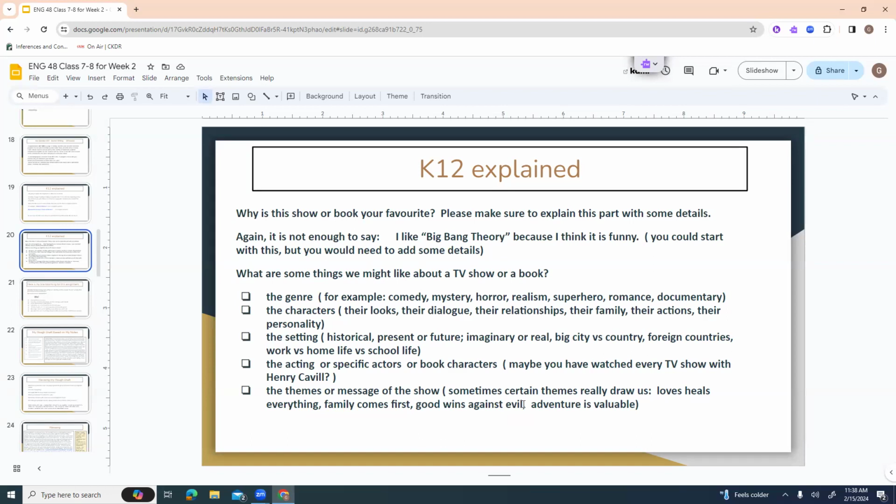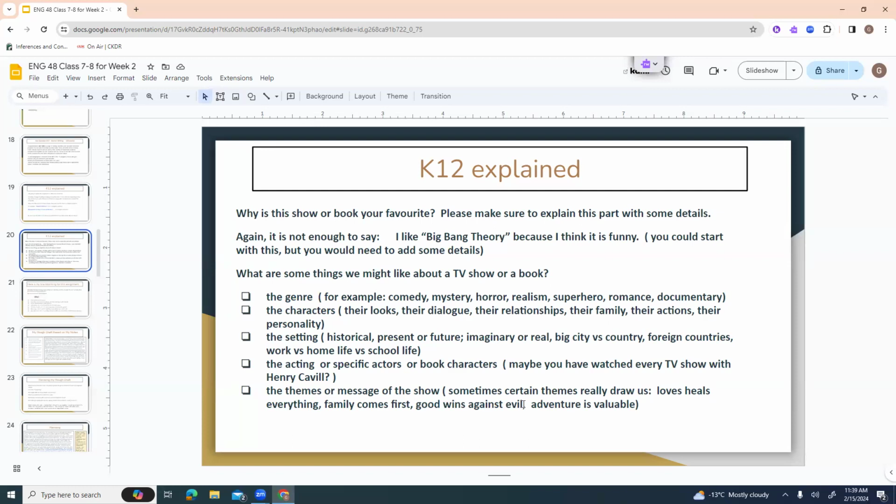You might like the characters, either their looks or their dialogue, the way they talk, their relationships, their families, their actions, their personalities, their heritage, whatever. The setting. Sometimes people love shows that are set in the past or in the present or shows that are set in the future, like Star Wars or something. Some people love shows that are imaginary, set in places that don't exist, like Game of Thrones. Some people want shows that are real, like something set in Los Angeles, NCIS, that's a real city.